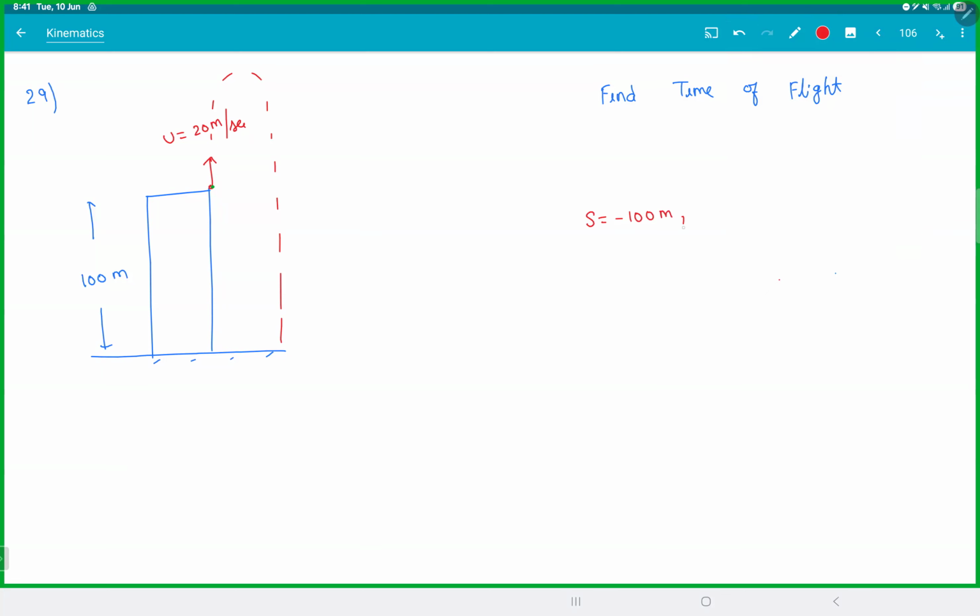100 meters. U is plus 20 because it is going up. Acceleration is minus g because it is pointing down. You want time. Keep it simple. S is ut plus half at square. I'm not doing anything hi-fi, big concepts. Nothing, direct formula substitution.